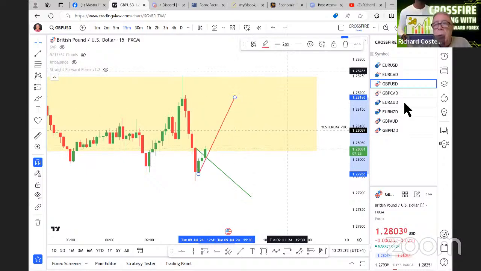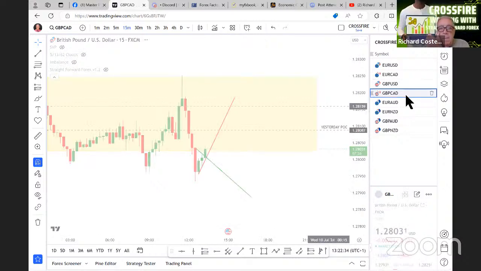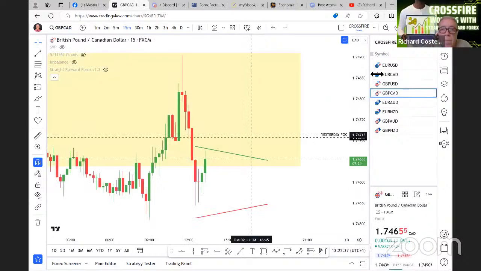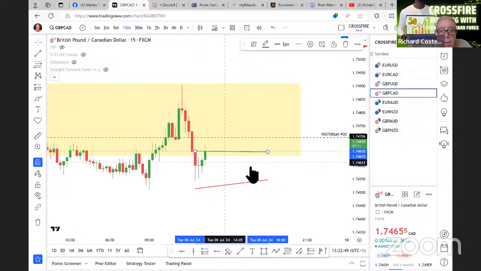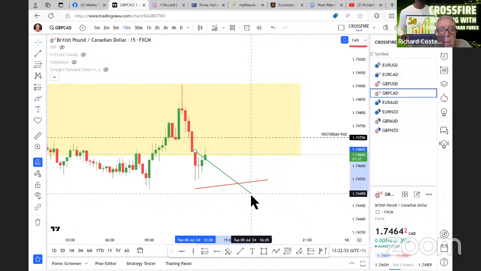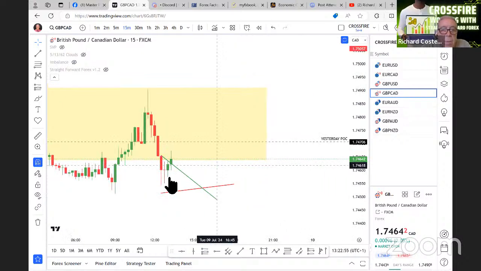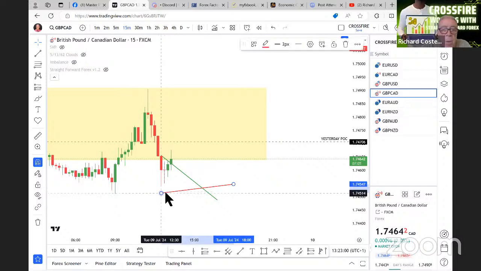And the last one, GBP card. So that's the 1 o'clock candle. I'm looking at the top of the 1 o'clock and I'm looking left and I'm seeing that one is the nearest higher candle. Looking at the bottom, looking left, the next candle is lower.